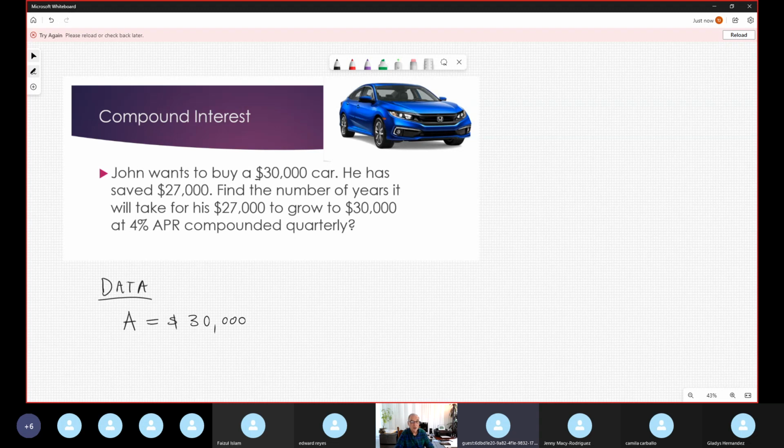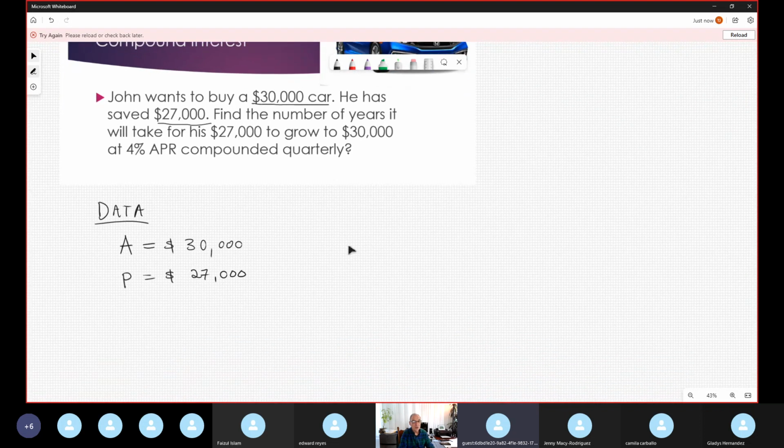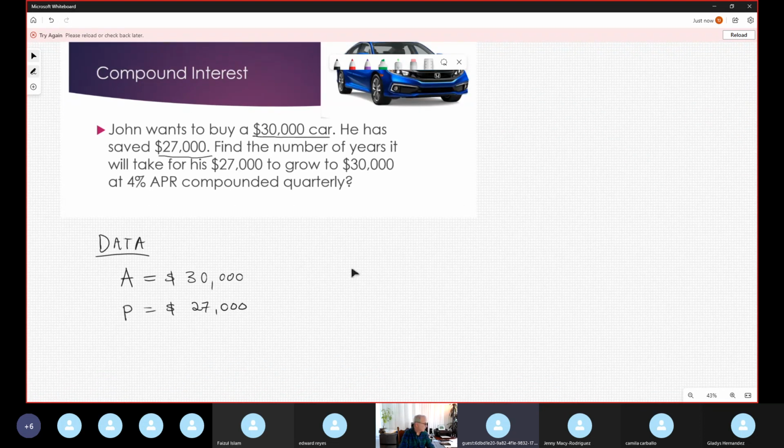This is 30. And what about 27? What does 27,000 mean? It's the present value. Cool. Okay, I understand little by little. Now, what more information do we have in the word problem? P is the money I have right now. What more information do we have?